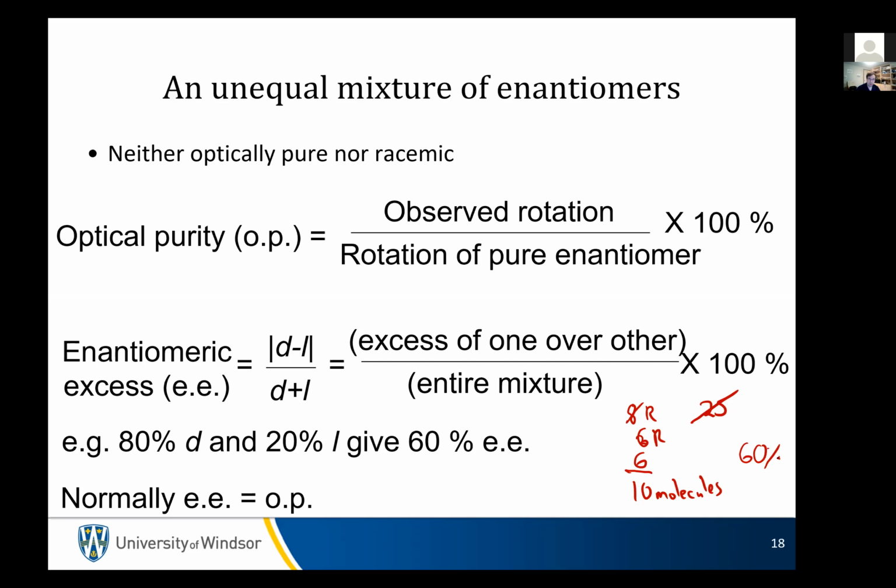This is really confusing. I hate this. I'm not going to ask you to do this math. You are going to come across it in other courses. If you do the MCAT, you will come across it because they love this stuff.